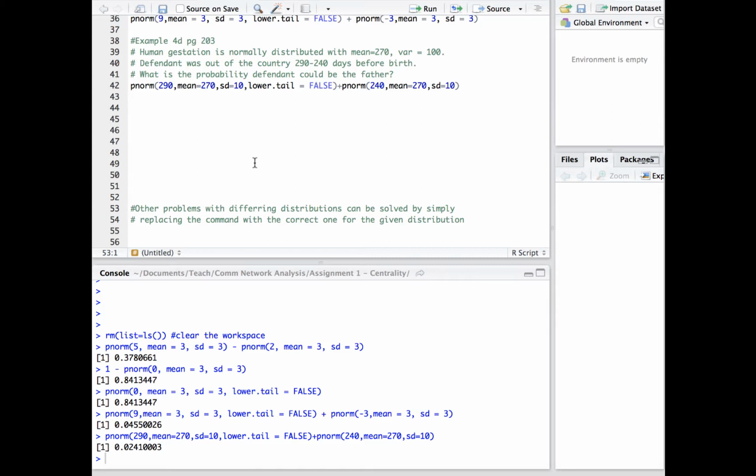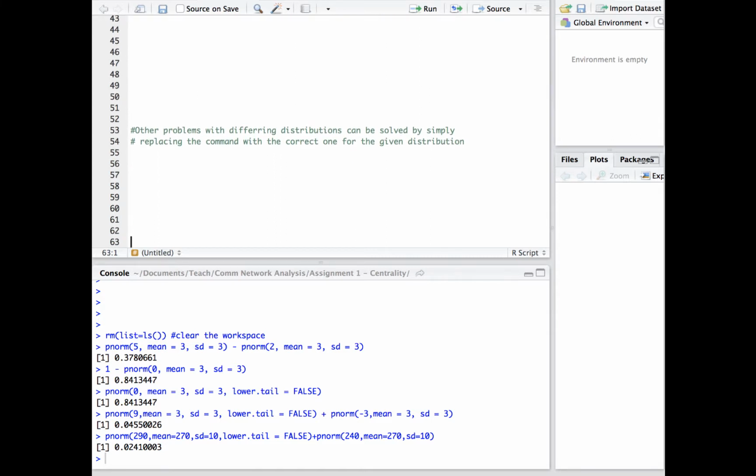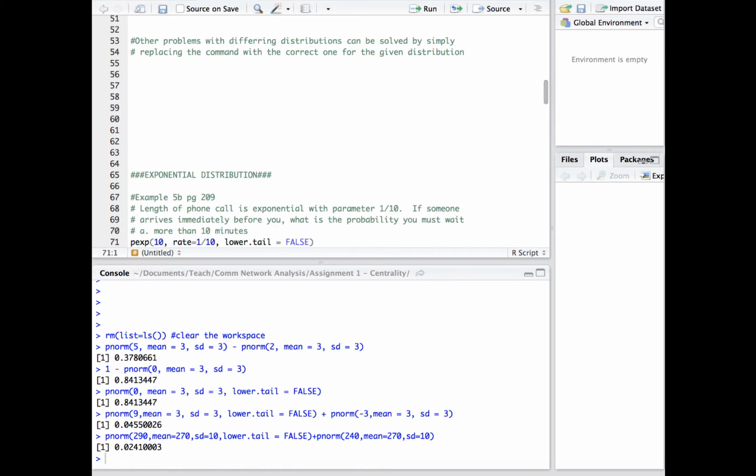We can also work on other problems dealing with different distributions, and we just have to replace the command in R with the correct distribution, and the parameters might change a little bit. So I'm going to give you an example of a couple of these. The first one we're going to look at is the exponential distribution. I'll draw your attention to example 5b on page 209, and they say that the length of a phone call is exponential with parameter 1 over 10. If somebody arrives immediately before you, what is the probability you must wait, A, more than 10 minutes?